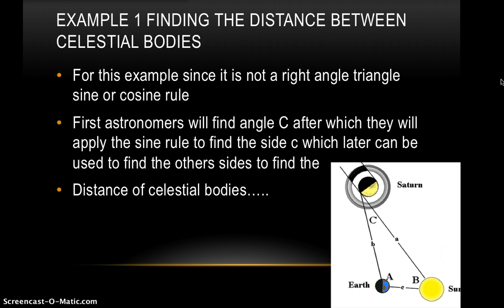The first example is finding the distance between celestial bodies, basically the distance between objects in space. For this example, the triangle formed between Saturn, Earth, and the Sun is not a right angle triangle, so we have to use the sine rule or cosine rule. First we have to find angle C, and then apply the sine rule to find side C, which can later be used to find the other sides, and finally the distance of the celestial bodies.